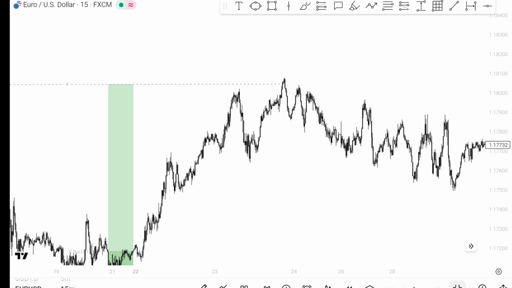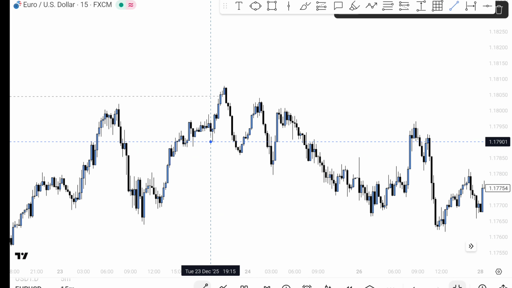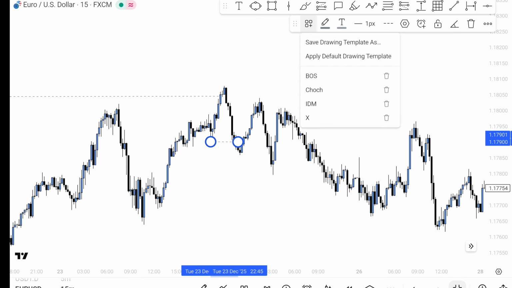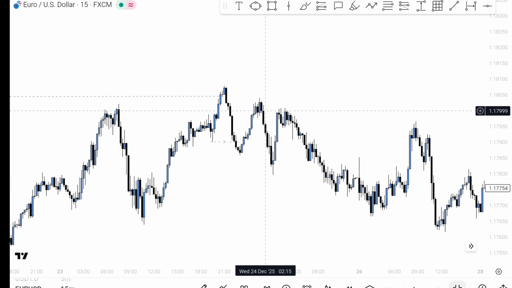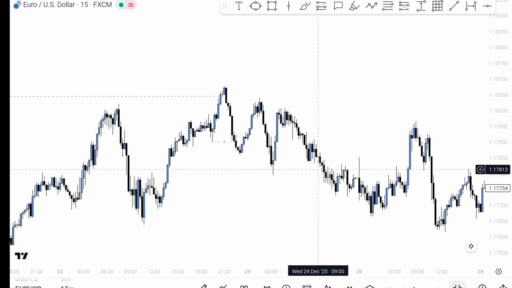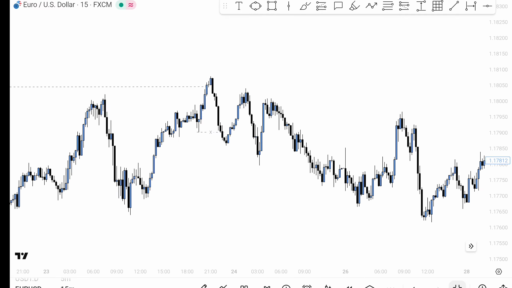Now, the market swept the liquidity. All you have to do is wait for the market to break the first low, which is at this point. After breaking the first low, you have to wait and see whether the market moves to the upside and creates a new high or not. Like the market at this point failed to create the new high, so there is an indication that the market can now move to the downside.